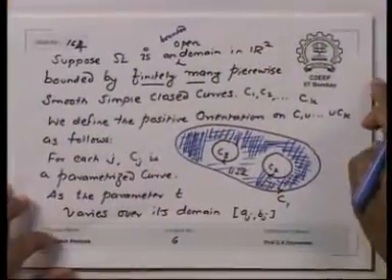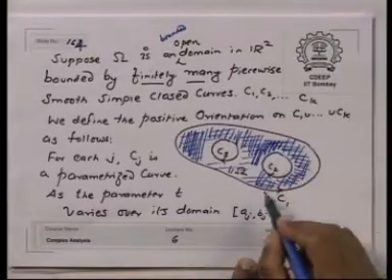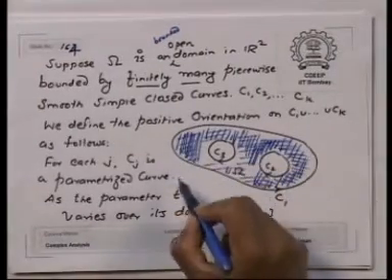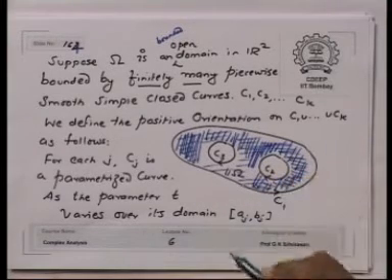The driver should see the lake on his left. That direction is the positive direction. So let us go back to the picture and see whether it has been correctly done. So you have the lake here, correct? And you are driving along the outer boundary. Is the lake appearing on the left? It is. What about inside?